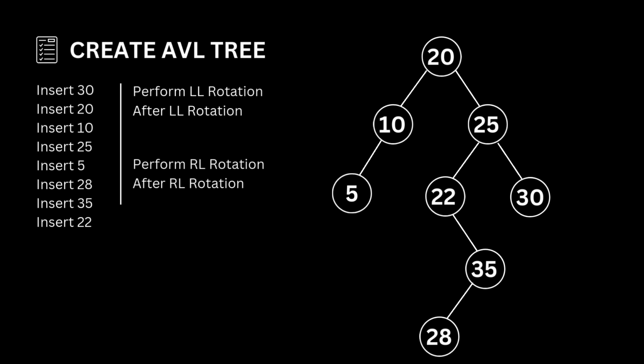At this point, the AVL tree is balanced and the insertion of all nodes is complete. This example illustrates how each insertion affects the balance of the AVL tree and how rotations are applied to maintain its balance.